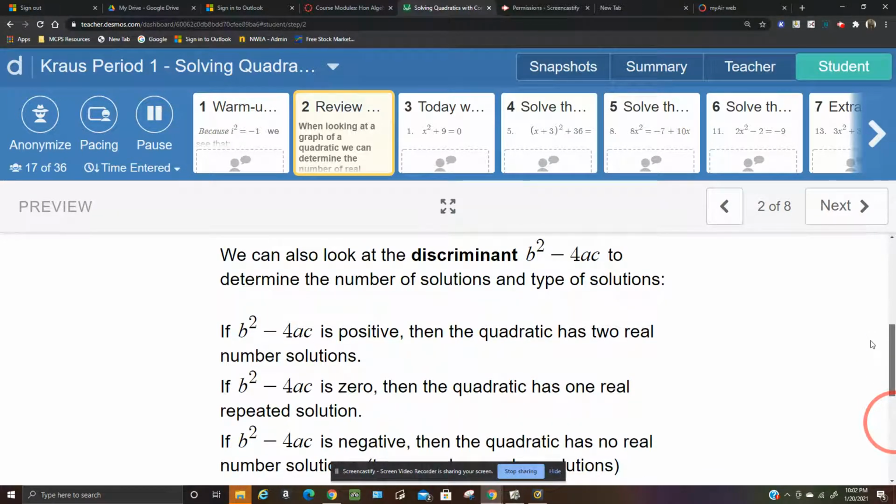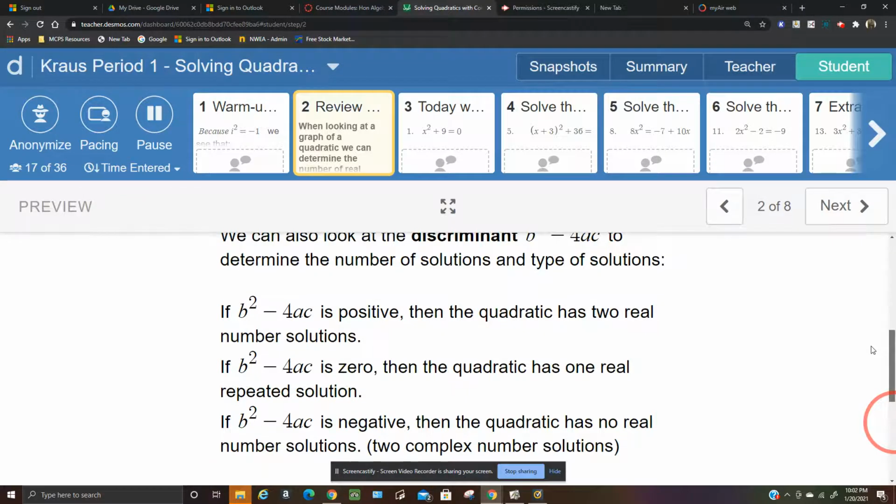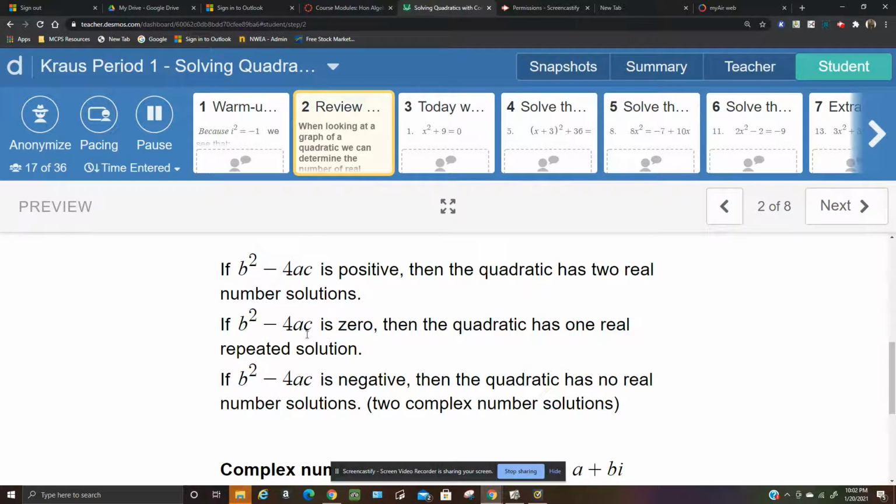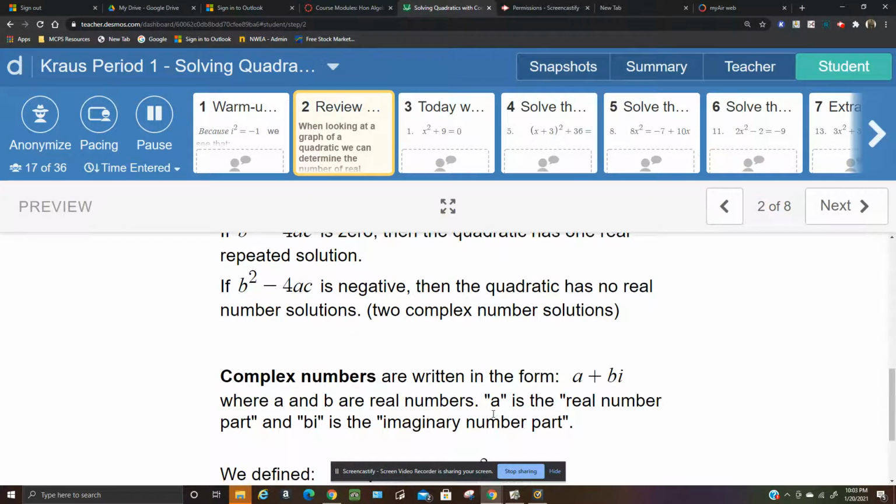We can also look at the discriminant to determine the number of solutions and type of solutions. If b squared minus 4ac is positive, the quadratic has two real number solutions. If b squared minus 4ac is 0, then the quadratic has one real repeated solution. If b squared minus 4ac is negative, then the quadratic has no real number solutions, two complex number solutions.